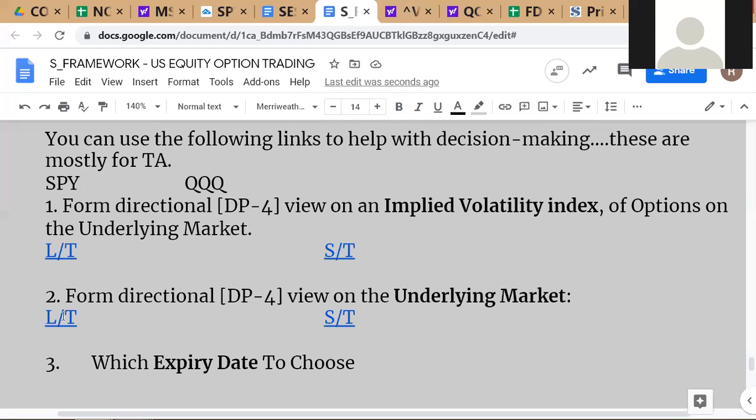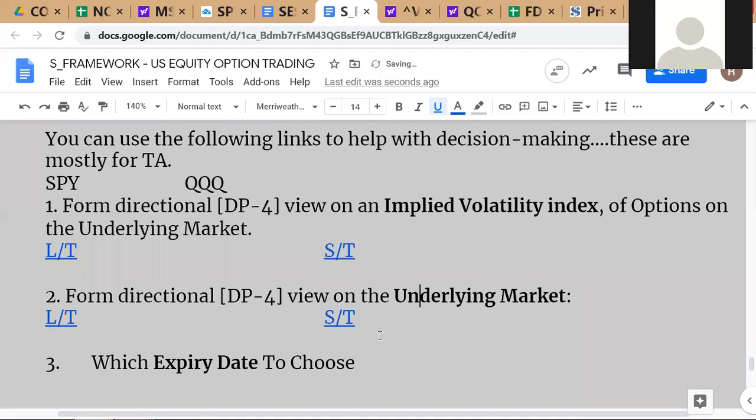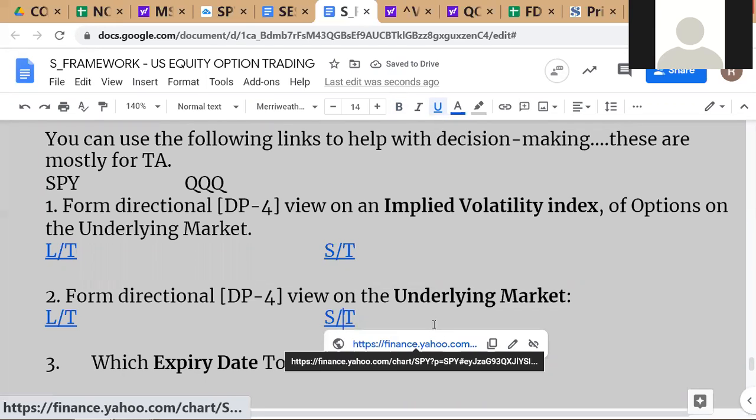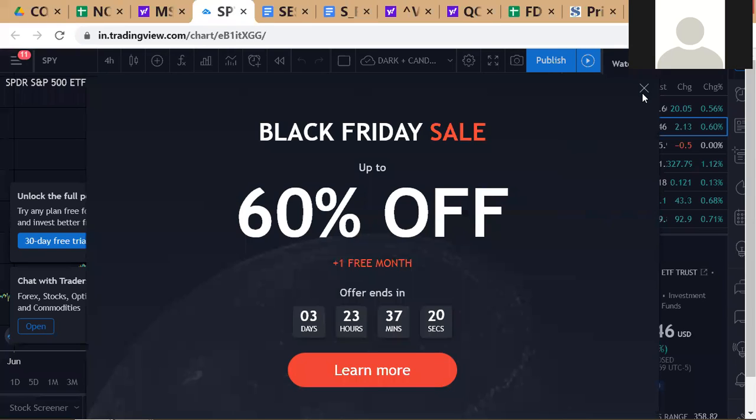Direction of view on the underlying market. This had been set as SPY. I'm going to change this to NASDAQ. You have this ticker also in your options list. And here, we can just keep a short-term chart. We can just use the same chart actually. You can just use a short-term chart, or you can use this. We can change this.